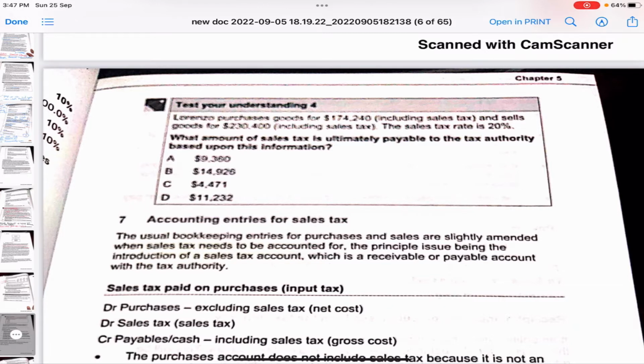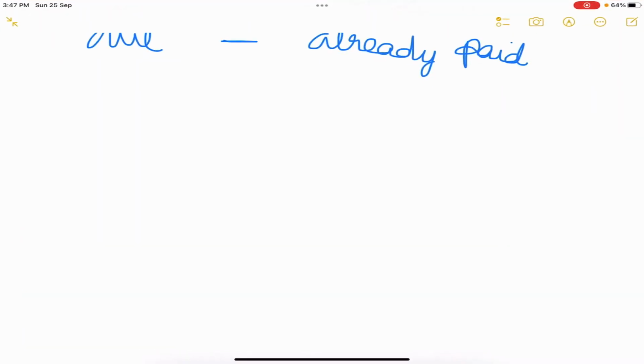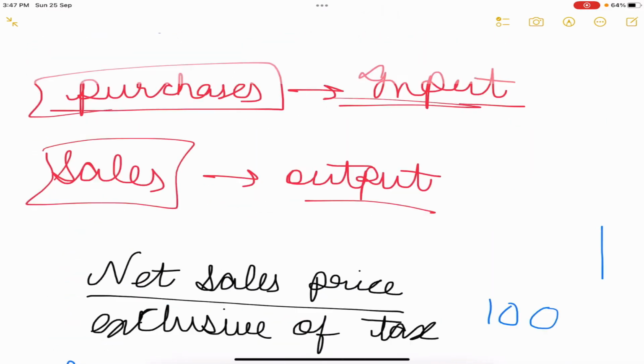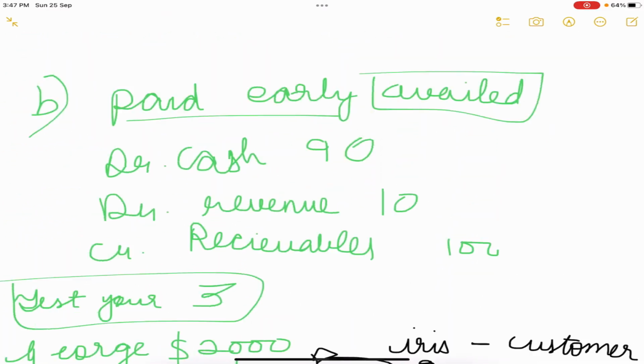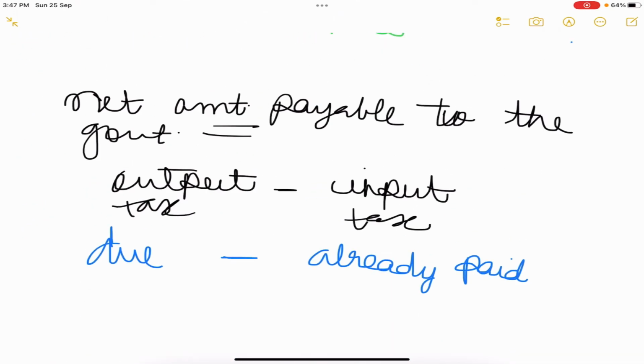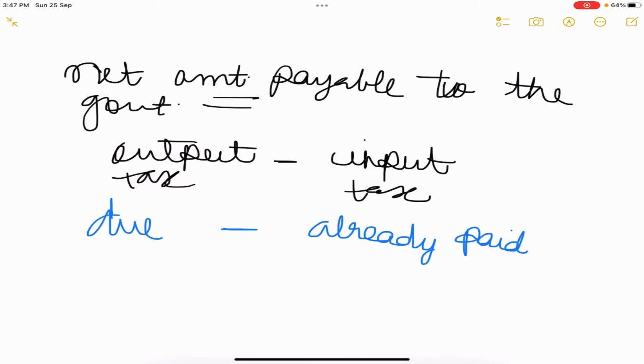Okay, so now let me tell you something. We have already seen the net amount payable to the government. Let's go back to it. So it is output tax minus input tax, right? And you know, input tax is something which is given on purchases and output tax is given on the sales. So you need to find the input tax, you need to find the output tax, and you need to subtract input tax from output tax. Then you will be getting the amount which has to be paid to the government.